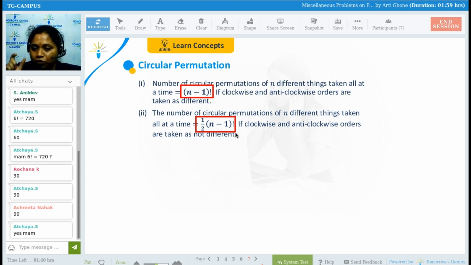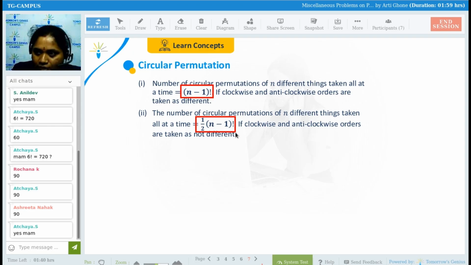If direction is not specified, and you see words like circular or round table, it means you have to take a circular permutation. So if direction is not specified, it is n minus 1 factorial. If the direction is specifically asked or specifically followed, then it is n minus 1 factorial divided by 2. Clear? Okay. This is the difference between these two statements. Yes or no?